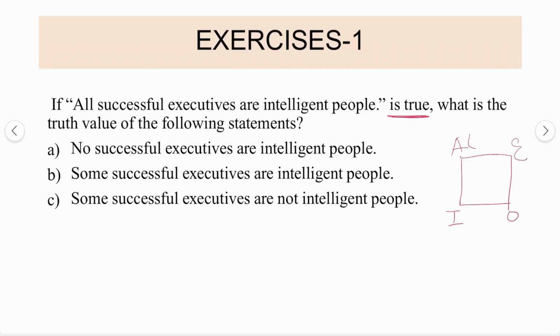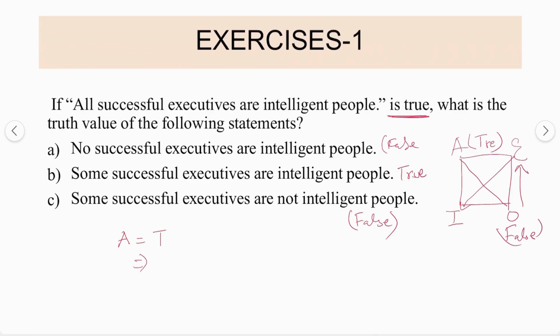So what we know is the value of the A proposition is true. So what will happen if the value of the A proposition is true? So we know its contradictory part, that is the O proposition, will be false. So here the O proposition is, some successful executives are not intelligent people. So this will be false. And we know that falsity follows upwards, meaning that E will also be false. And when E is false, I will be true. Meaning that if the A proposition is true, in that case the I proposition will also be true. The I proposition would be true, and then your E and O propositions will be false.